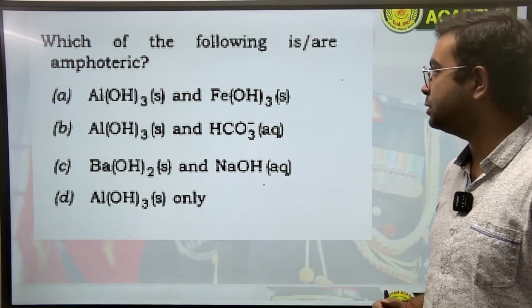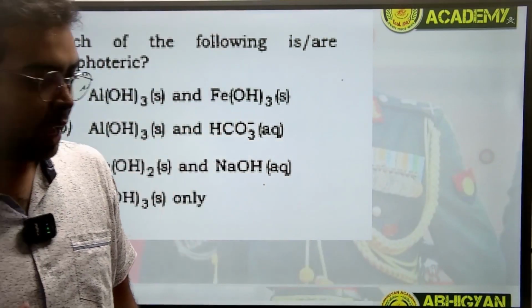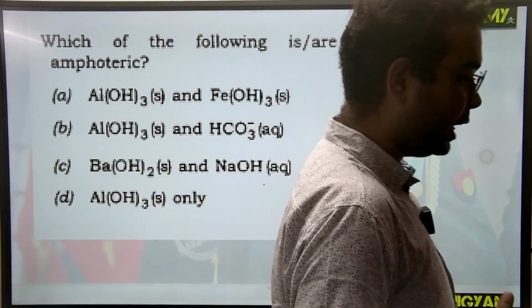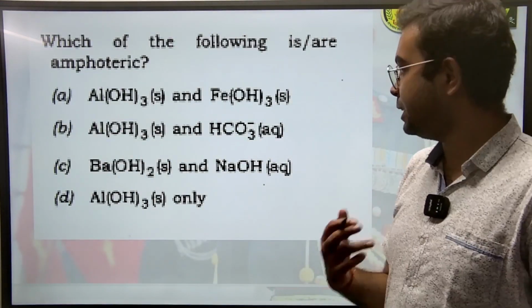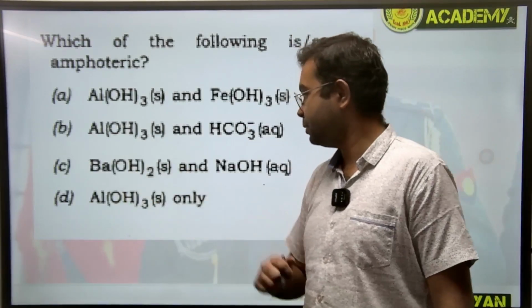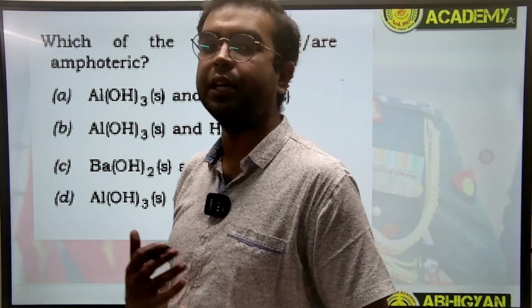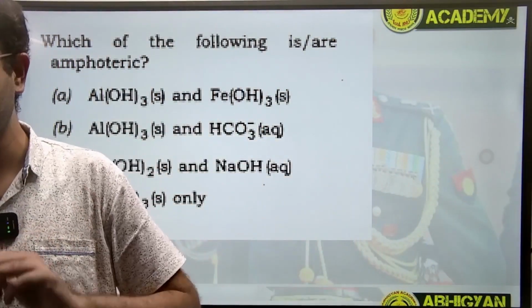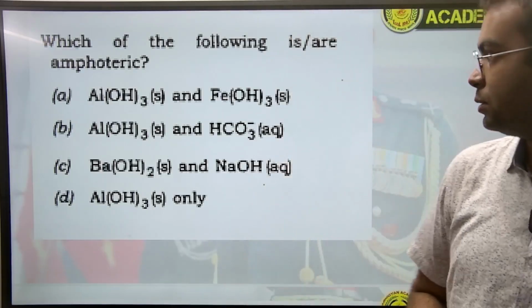Now the next question is, which of the following is or are amphoteric in nature? Amphoteric in nature means something that shows acidic characteristic also and basic characteristic also. So here the answer is option D, aluminum hydroxide. Aluminum hydroxide is amphoteric in nature because it shows basic characteristics, and it shows a little bit of acidic characteristics as well.